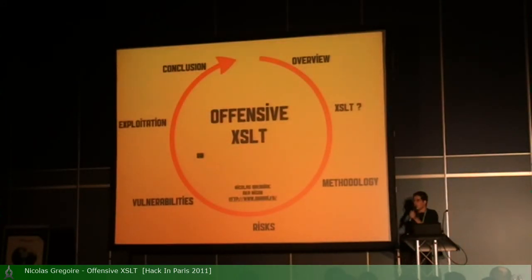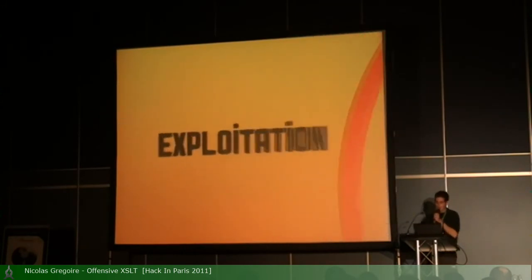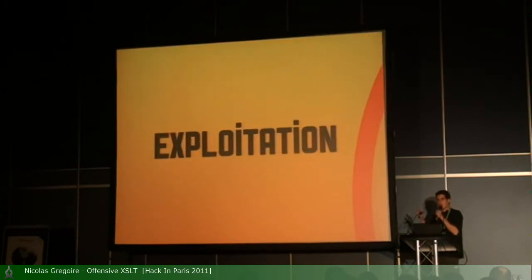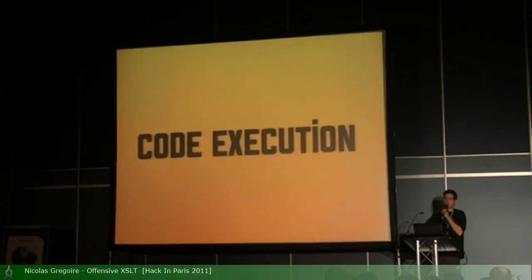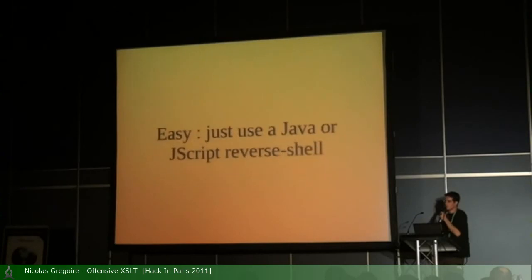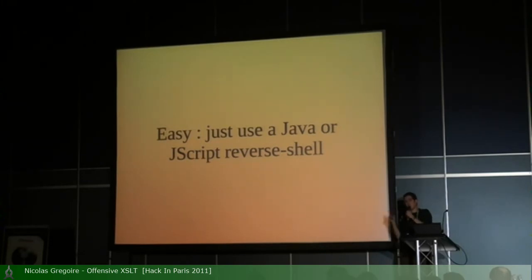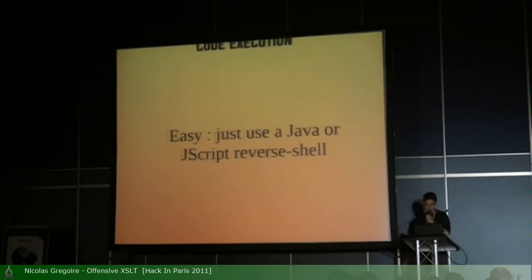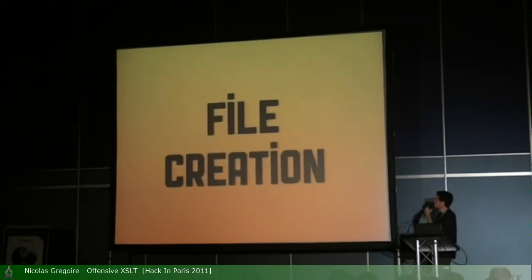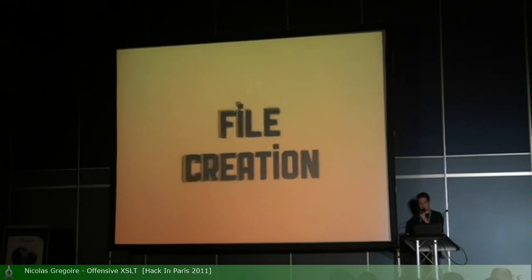We need to exploit them in an efficient way. We have two primitives. We have code execution and file creation. For code execution, it's really easy. You just need to write a reverse shell in Java or JavaScript or whatever, in a functional way. That's the main difficulty. You need to use recursion and not loops, for example, but it's not so difficult. And file creation, everything depends on the context.